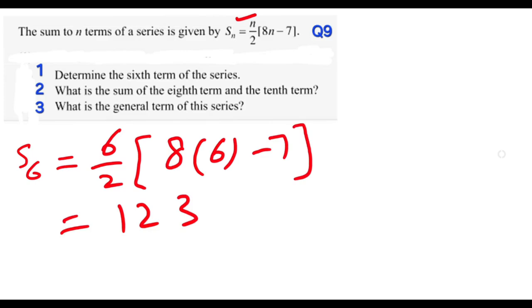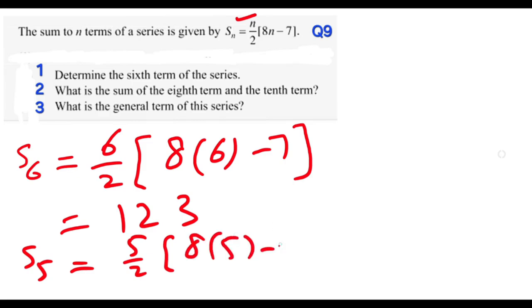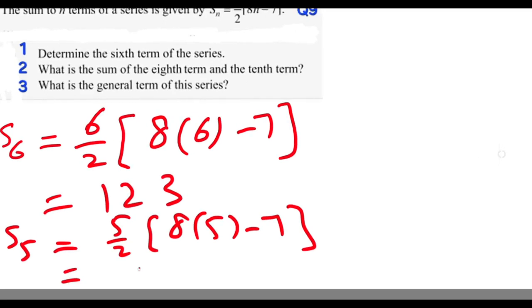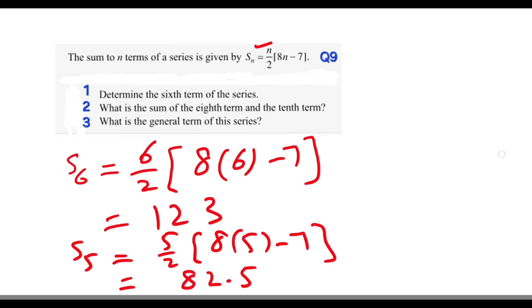Now I'm going to solve S5. So the S5 is equal to 5 over 2, 8 multiply 5 minus 7, big bracket close. So I use my calculator. Answer is 82.5.